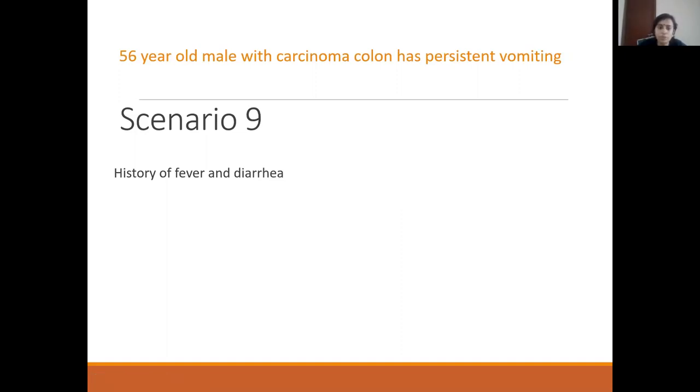Again, the same person with a history of fever and diarrhea. So you have to think about any infection or sepsis. You have to check whether he has any infection and then treat with appropriate antibiotic. So this may not respond to the typical anti-emetic therapy.